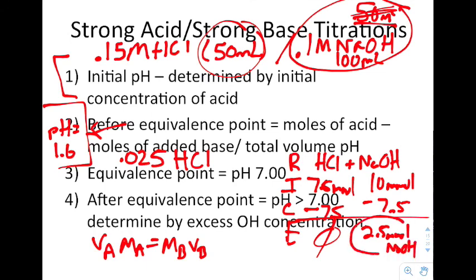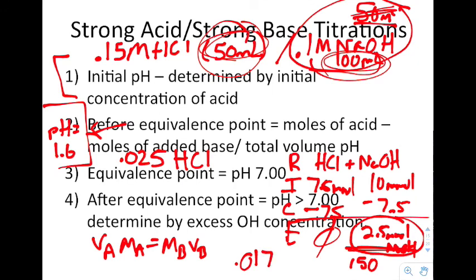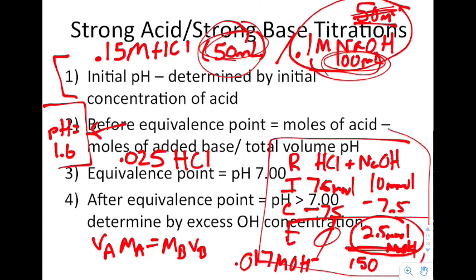Now remember, the reason we do this in moles is because the volume changes. As a result, you can take this and divide it by the new total volume, which is 150, because you had 100 mils of NaOH and 50 mils of HCl. So 2.5 divided by 150 gives you something along the lines of 0.017 molar OH. You can then calculate the pOH from that, and after that the pH. But this is how you do strong acid-base titrations. The idea of the RICE chart is crucial to your understanding of titrations.